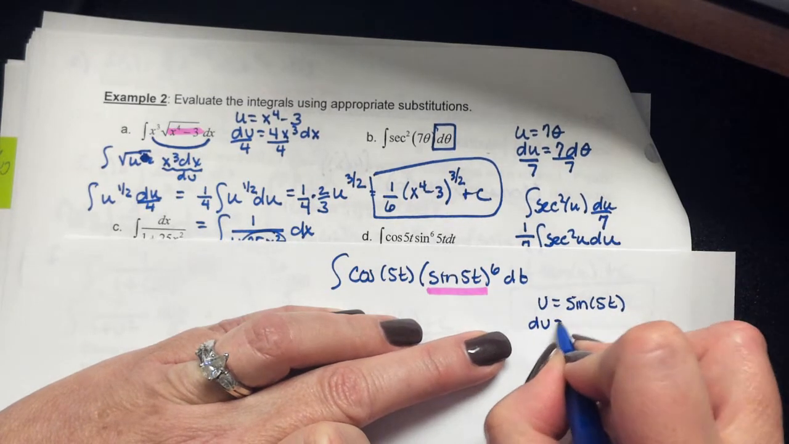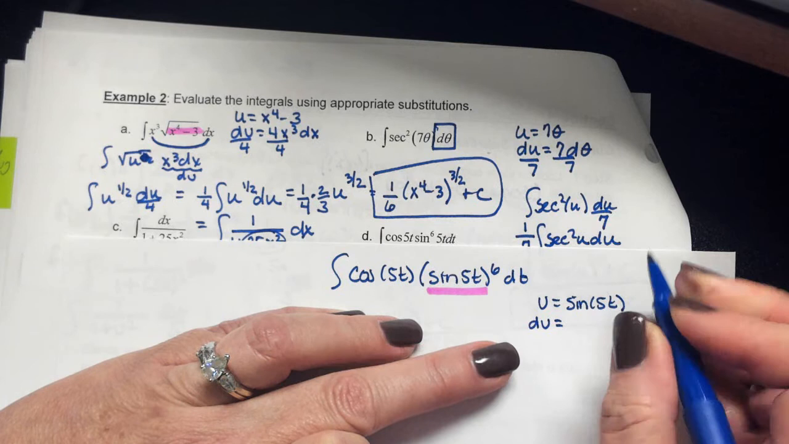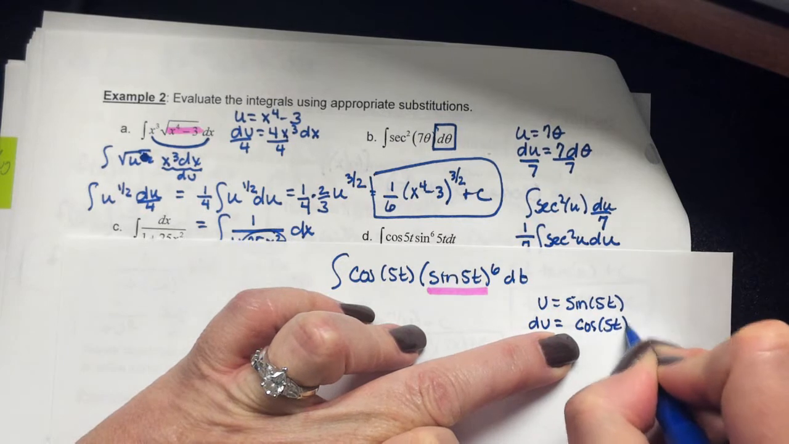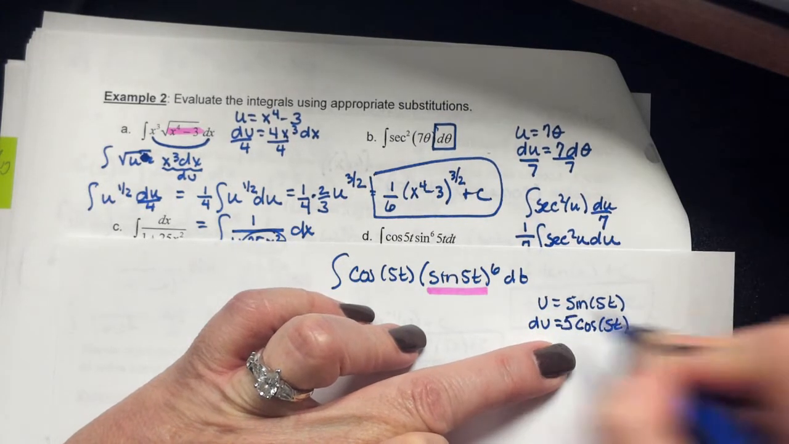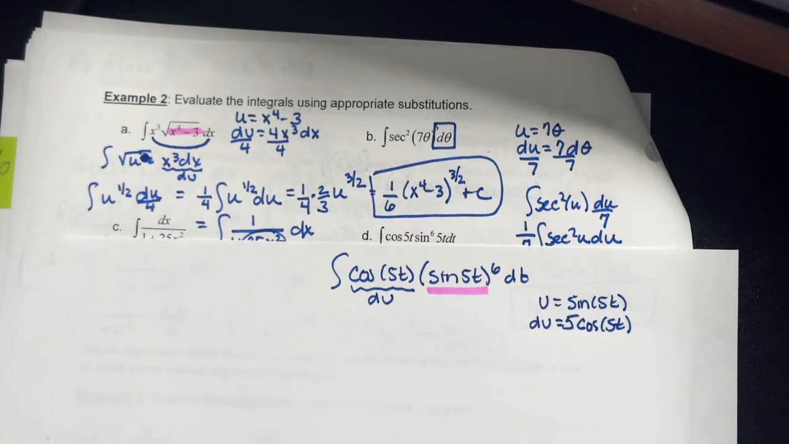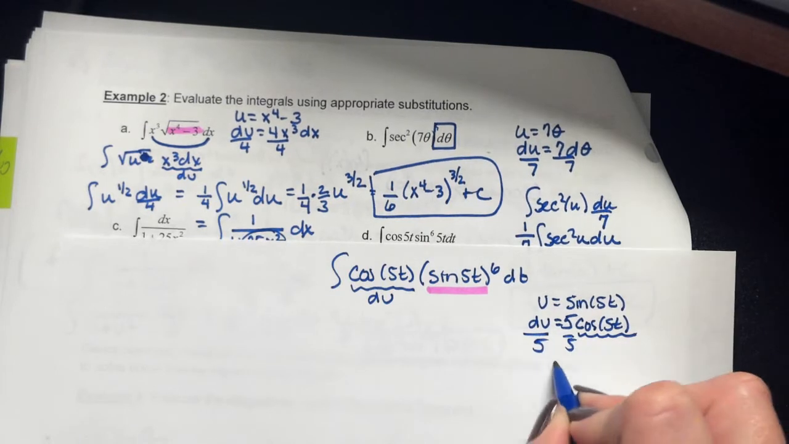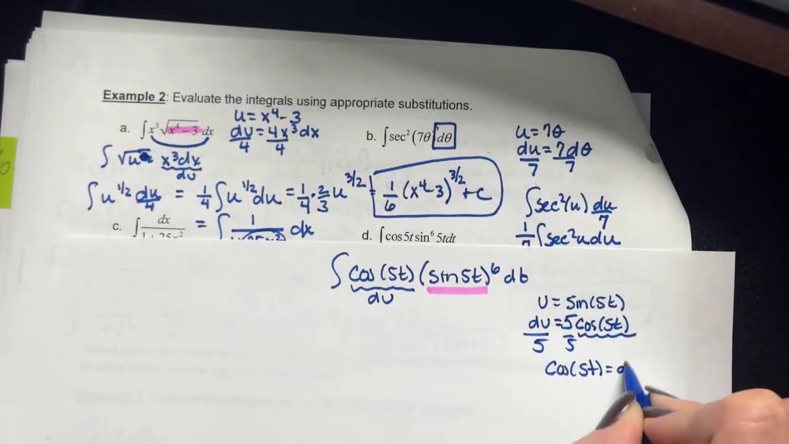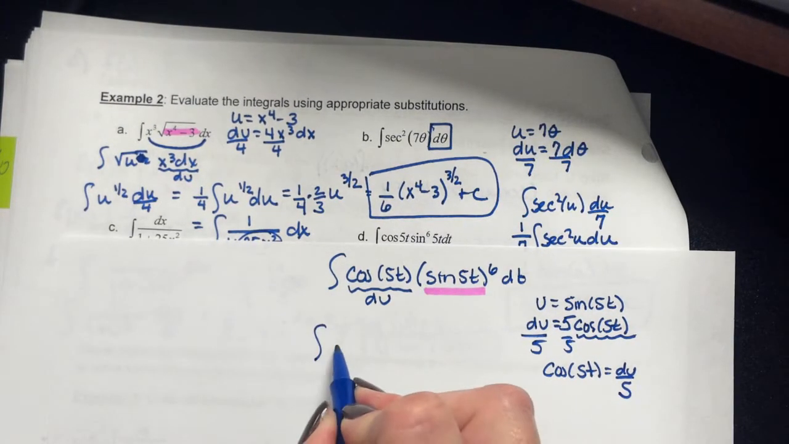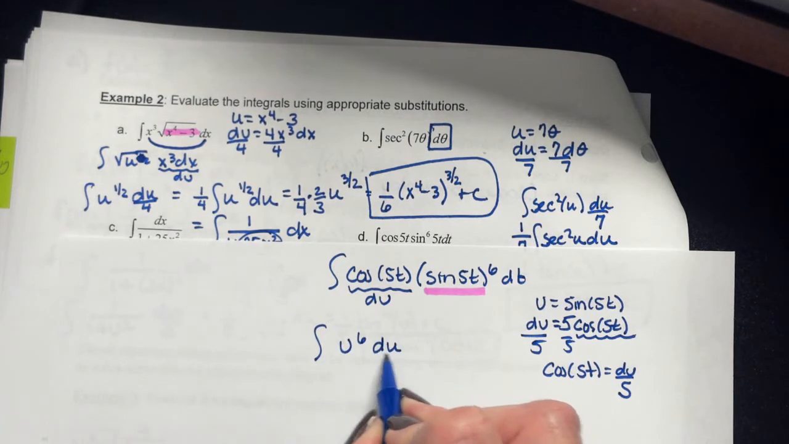What's my du then going to be? Well, what's the derivative of sine? You have to use your chain rule. What's the derivative of sine? Cosine of 5t times what? 5. So notice, here is my du. There's that cosine of 5t, which is right here. But to solve for cosine of 5t, what am I going to have to divide both sides by? I'm going to divide both sides by a 5. So cosine of 5t is equal to du over 5. So then I can rewrite this integral as u to the 6 times du all over 5.